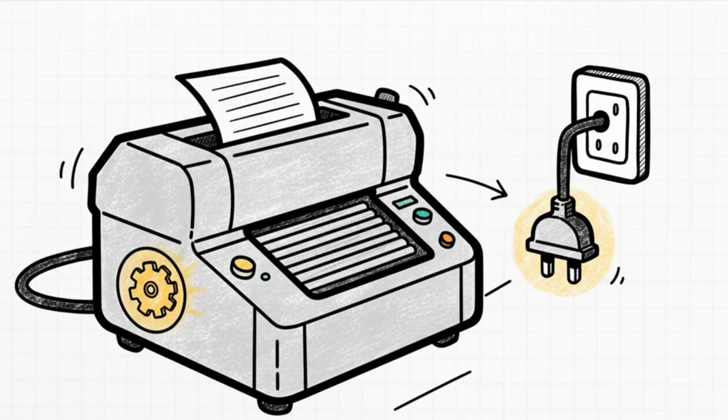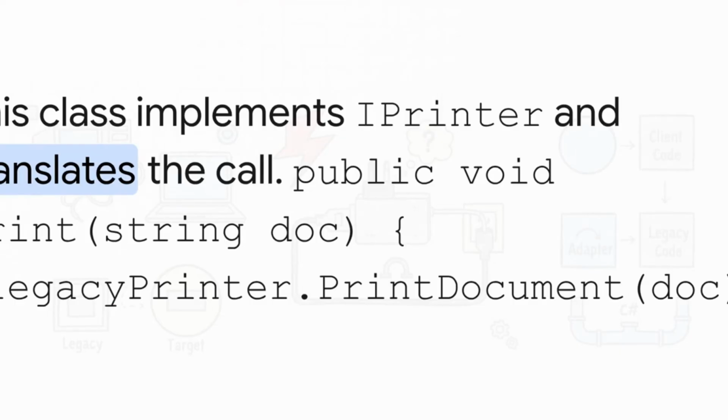All right, now for the other side of the equation. We've got the adaptee. In our case, that's the LegacyPrinter class. This is the thing with all that great, valuable logic we want to keep using, but it's also the one with that pesky PrintDocument method. And here's the key. We can't change it, or at least we really shouldn't. Maybe it's a library you bought from another company, or maybe it's just so critical to the business that touching it is just way too risky. And here is the magic. The PrinterAdapter class. This is our bridge.